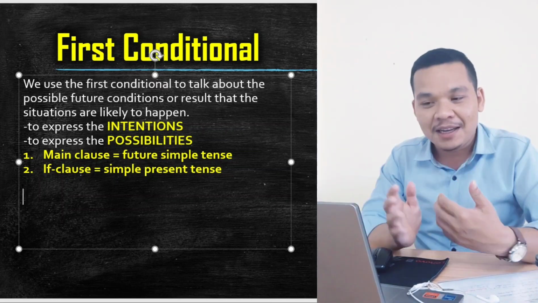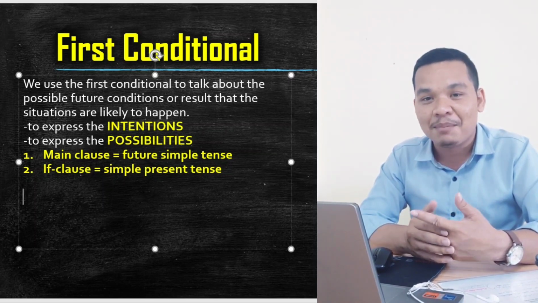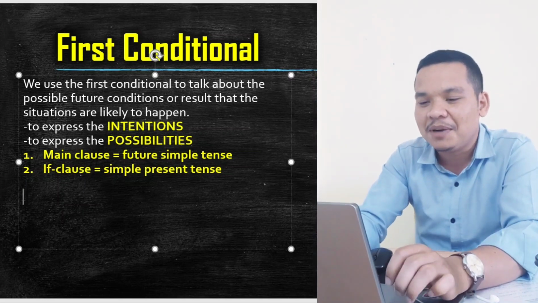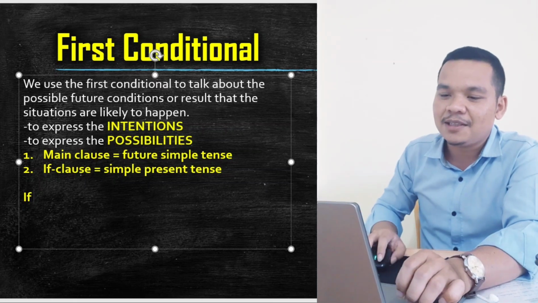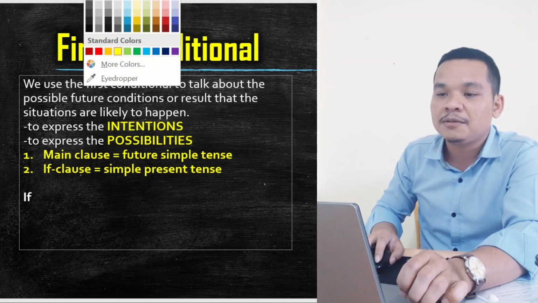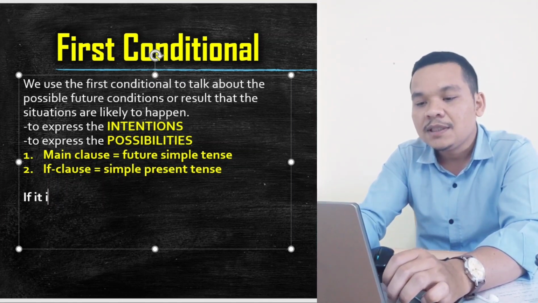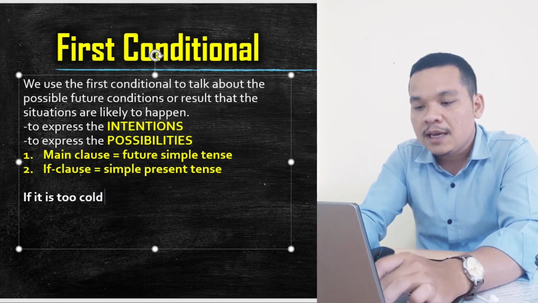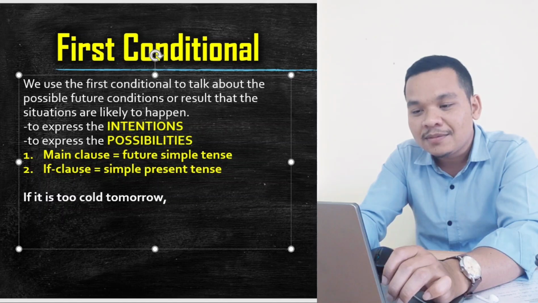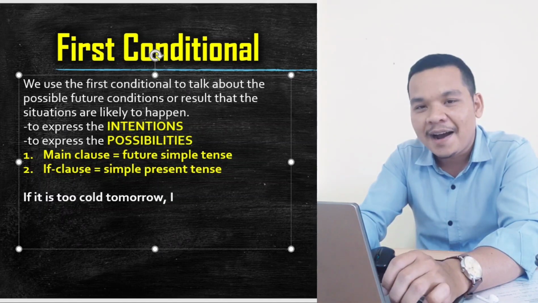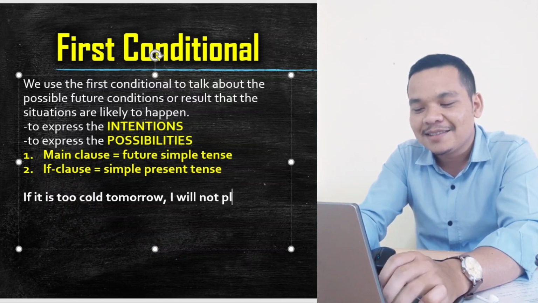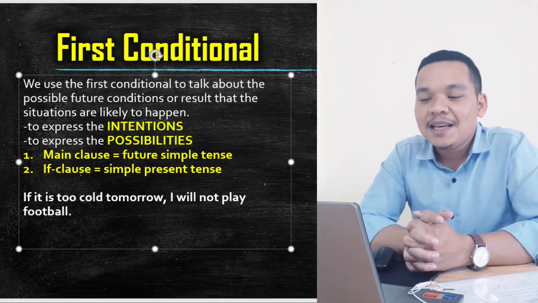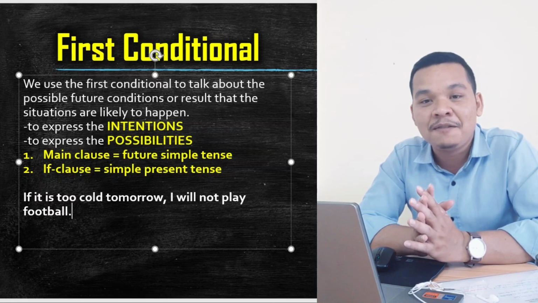Example. The condition now is cold, but not so cold that we cannot play football, but we predict for tomorrow. I'm sorry, I can make it with the white colors. If it is too cold tomorrow, I will not play football. See, if it is too cold tomorrow, I will not play football.